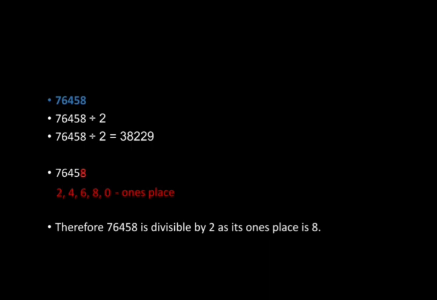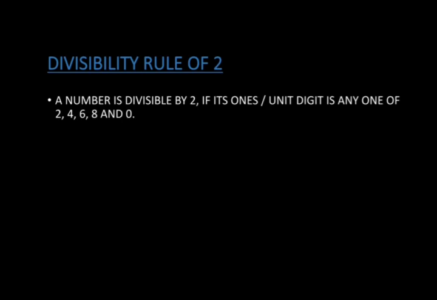If I don't have 2, 4, 6, 8, 0 in the ones place, then we can say that the number is not divisible by 2. Then we don't need to check by 2. We can just go to another number. The divisibility rule of 2 is, a number is divisible by 2 if its ones place or unit digit is any one of 2, 4, 6, 8 and 0.